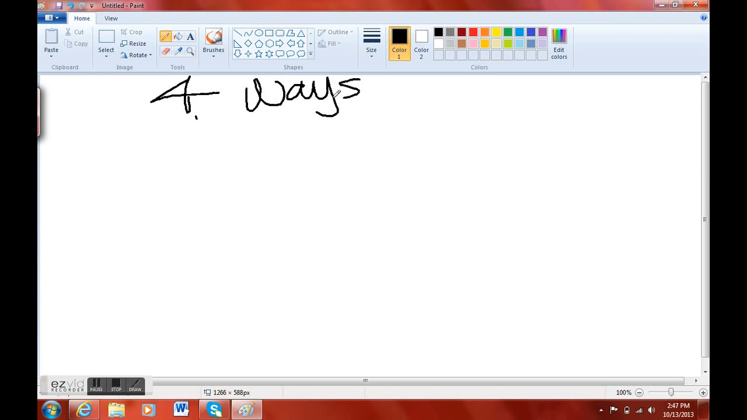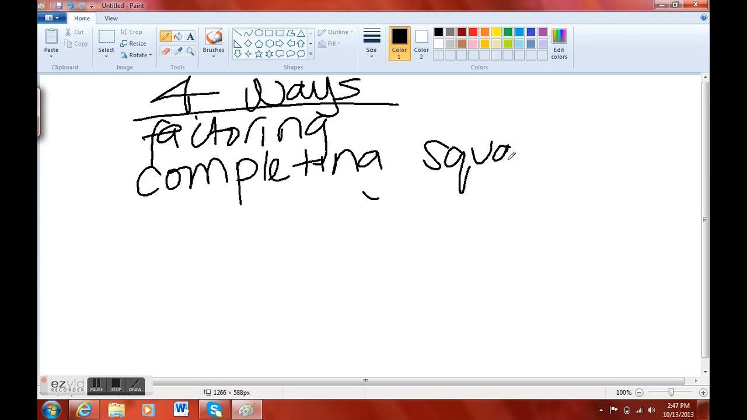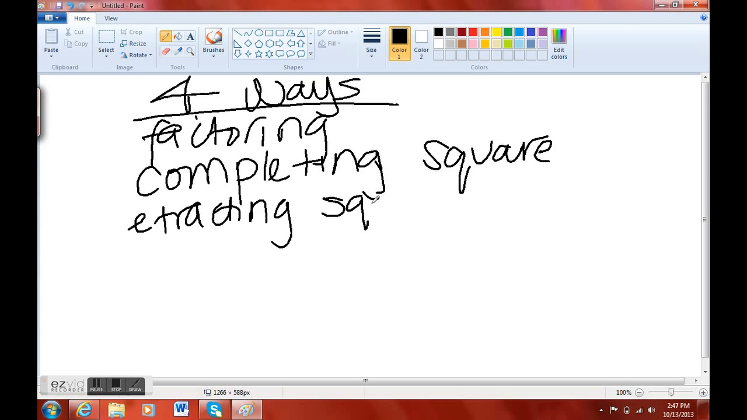There are 4 ways to solve quadratic equations: factoring, completing the square, extracting the square root, and finally the quadratic formula. Math is my favorite subject and not English. Out of these, factoring is my favorite, but you'll find that you need to know all 4.